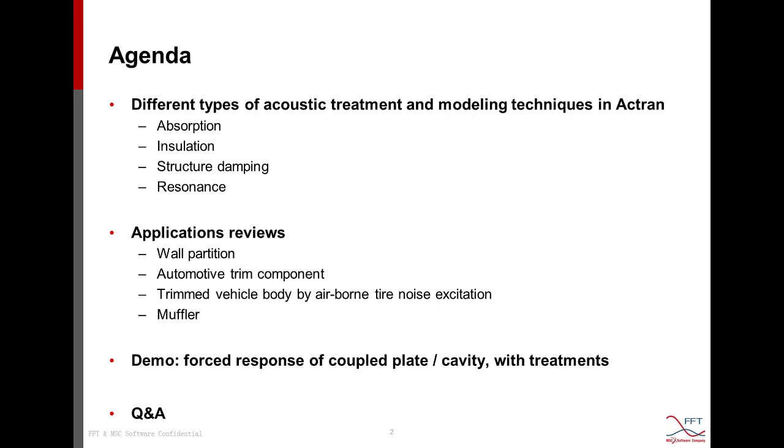Then we will review several applications on the topic of acoustic treatment. First, we will look at the wall partition problem by comparing the transmission loss of the wall partition with and without a porous material in between the two walls. And then two examples in the automotive industry. One is on the component point of view, and the other one is on the full vehicle point of view. Then there will be an application on muffler modeling.